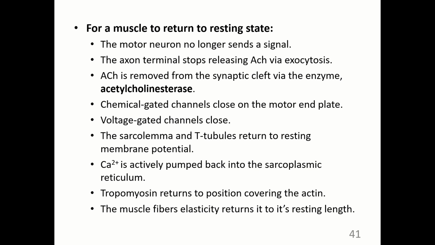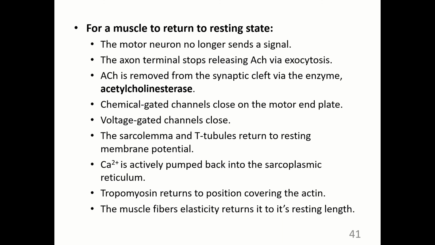For a muscle to return to its resting state, a motor neuron no longer sends a signal. The axon terminal stops releasing acetylcholine via exocytosis. Acetylcholine is removed from the synaptic cleft via the enzyme acetylcholinesterase. Chemical-gated channels close on the motor end plate.